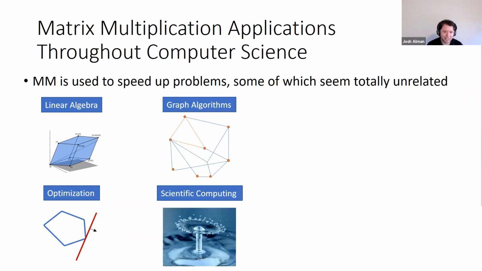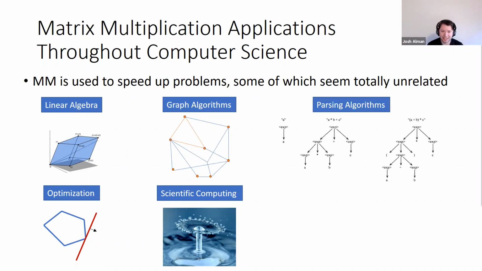And then matrix multiplication comes up a lot in scientific computing, since systems of linear equations really naturally model a lot of scientific phenomena. Matrix multiplication comes up when you're trying to figure out what's going on in these complicated systems. It comes up in parsing algorithms, like when you're designing compilers and interpreters: the best algorithm for parsing context-free grammars uses matrix multiplication.